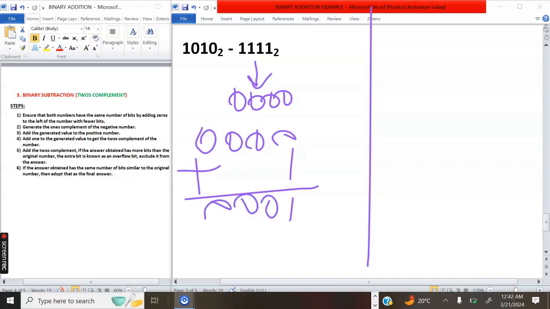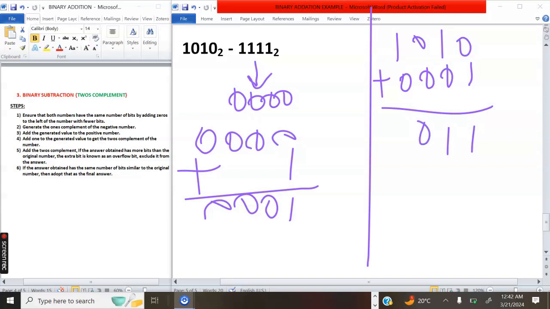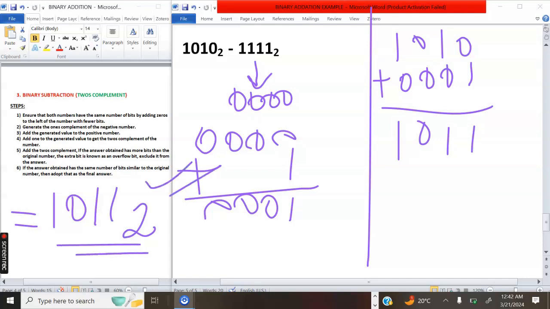After getting that, the next step is to add the two numbers. That is 1010, then you add 1000. So what we'll get eventually is 0 plus 0, you get 0. 1 plus 0, you get 1. 0 plus 0, you get 0. 1 plus 1, you get 1. Therefore, the answer for this case is 1011 base 2. I hope you have understood how to subtract two numbers going for the two's complements.